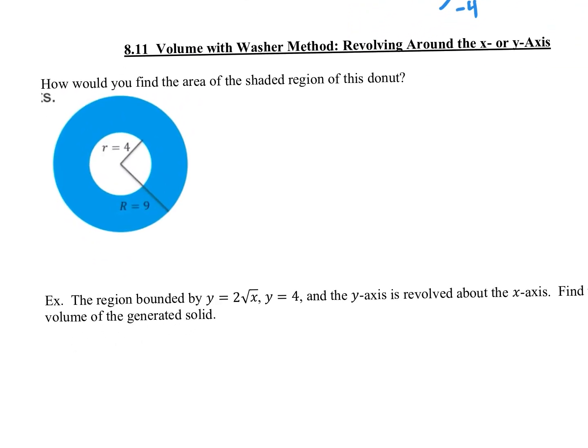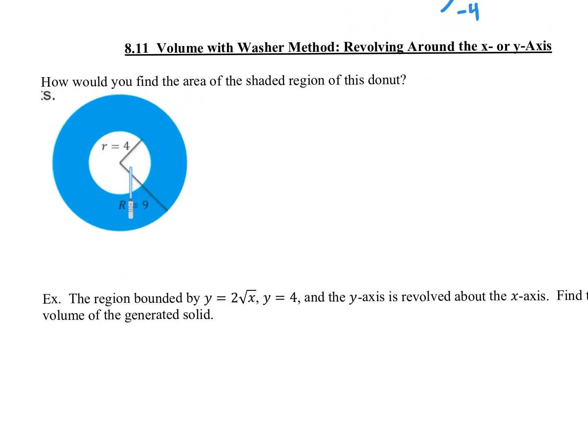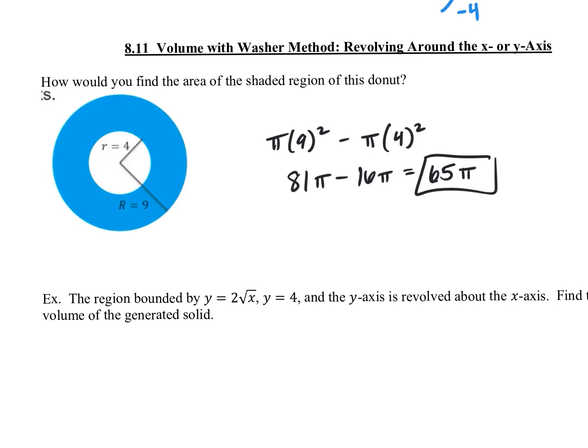So here's the question. If this big R is referring to this big radius, little r is referring to the white radius, how would I find the area of this? Pi 9 squared minus pi 4 squared. What is 9 squared pi? 81 pi. Minus is? 65.